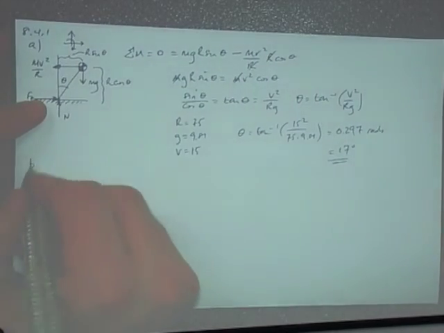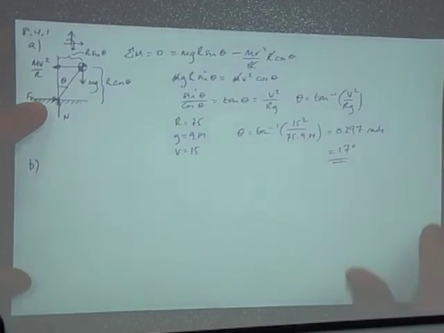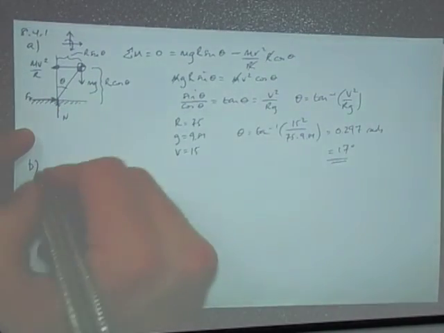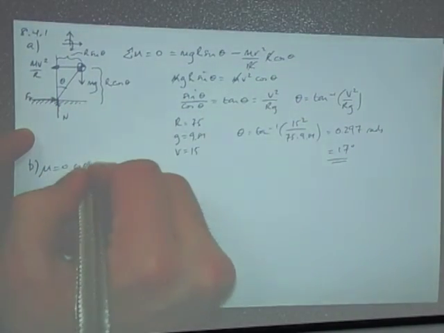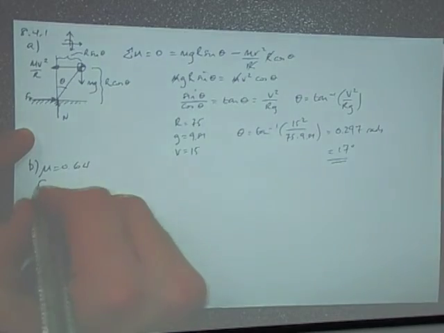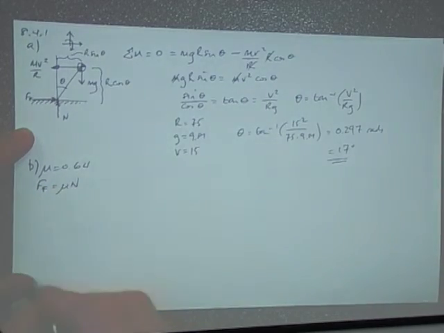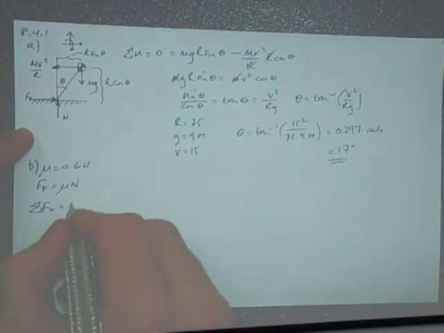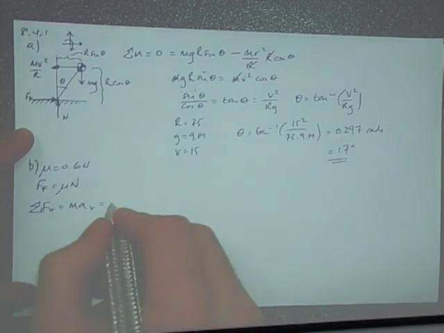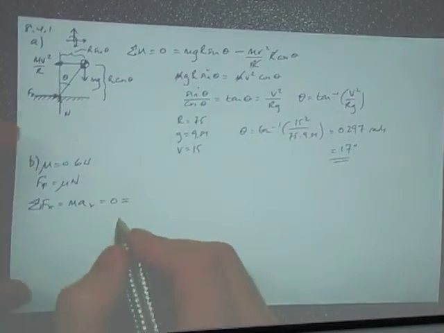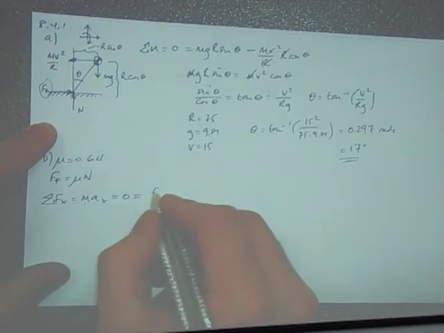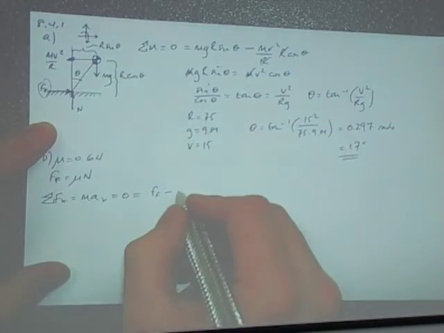Now part B asks, calculate the maximum speed at which the motorcyclist may take the bend if sliding is not to occur. Well, we've got this friction force. We know mu is 0.64, and the friction force is going to be mu times the normal force. If we do the sum of the forces in the x direction, that's mass times acceleration in the x direction, which we know is 0 because it's not accelerating in the x direction. And that's going to be the friction force, FF, minus the centripetal reaction force.